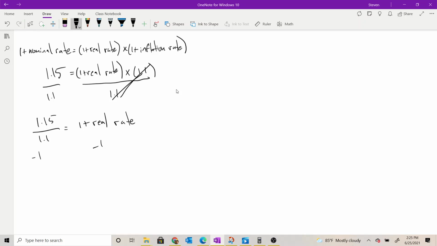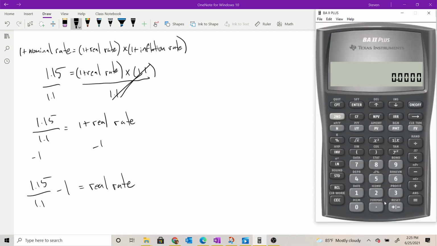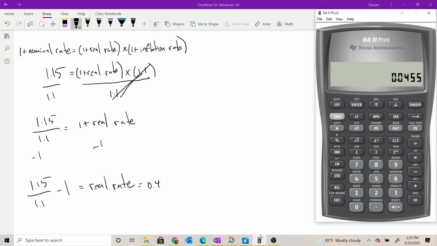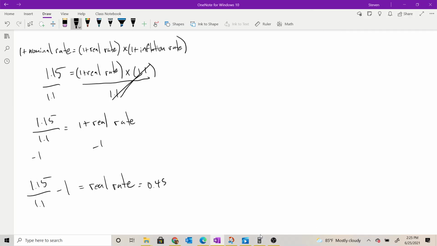And so we have 1.15 over 1.1 minus 1 is equal to the real rate. Right. If we plug that into the calculator, 1.15 divided by 1.1 minus 1 is going to give us 0.0455.